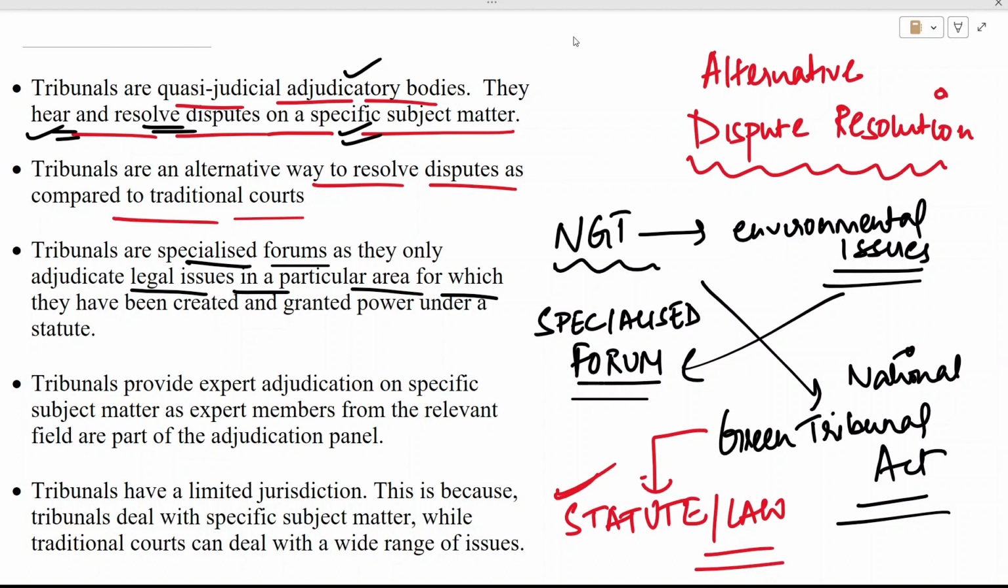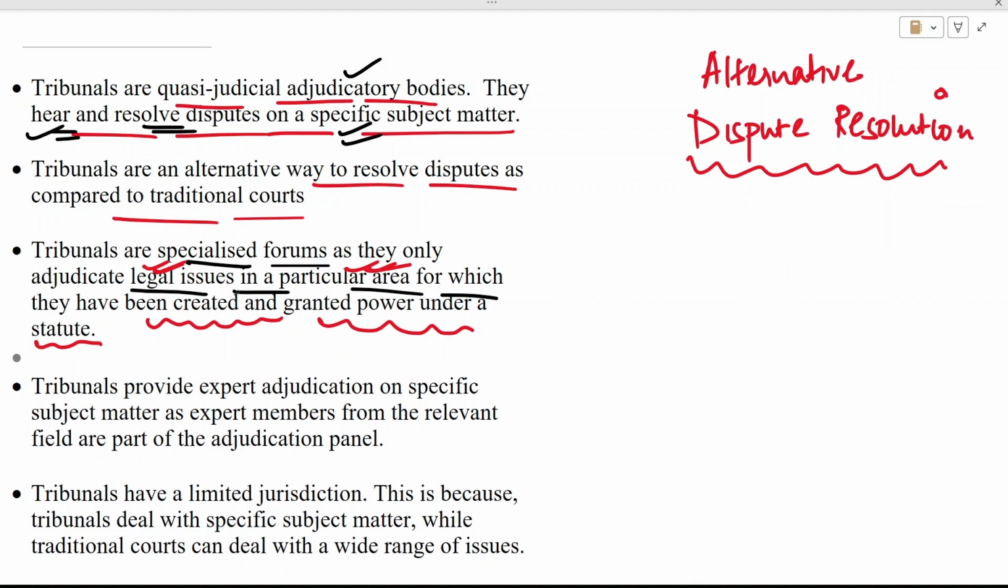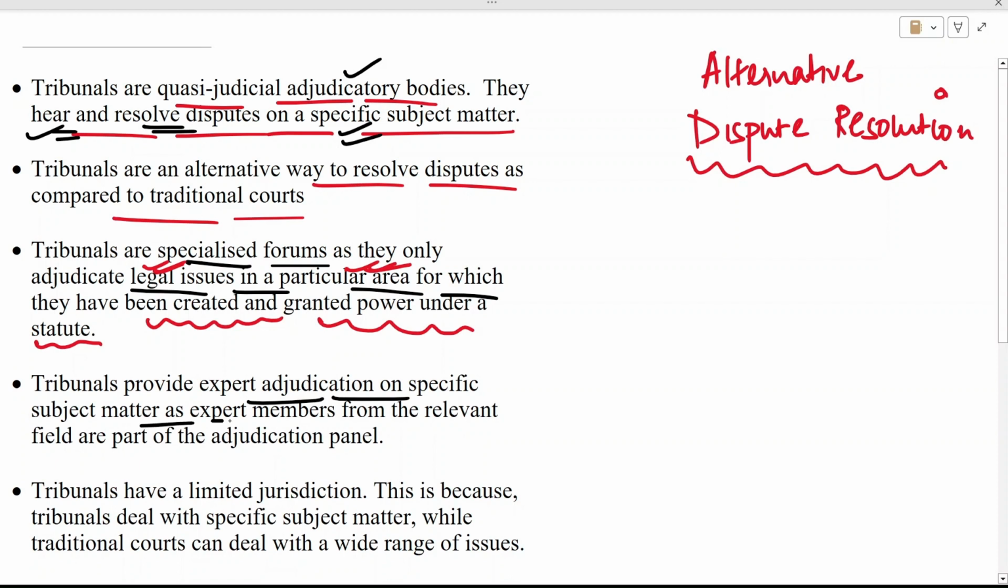So, tribunals are therefore what? Tribunals are specialized forums. They adjudicate legal issues only in a particular area for which they have been created and granted power under a statute. Every tribunal is created under a statute or a law. There is a law which authorizes every tribunal. Tribunals provide expert adjudication on specific subject matter as expert members from the relevant field are part of the adjudication panel.